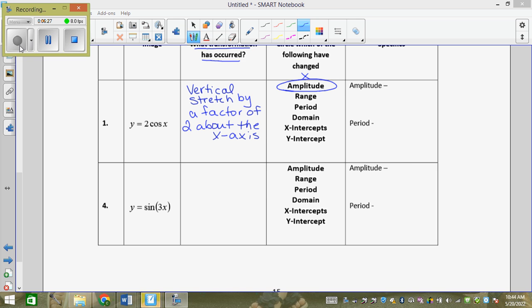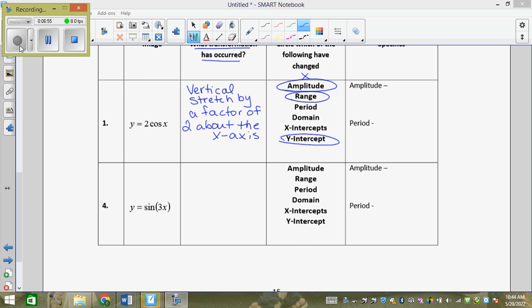Does the range change if I take it and I stretch it? Yep. Does the period change if I take it and just stretch it vertically? No, it'll still happen in 2 pi, correct? Because b is what affects it. Does the domain change? No. Do the x-intercepts change if I pull it up like this, but I don't shift it right or shift it left? Nope. Does the y-intercept change if I pull it up like this? I would take my y-intercept and I would shove it up or shove it down, right? So the y-intercept would change.